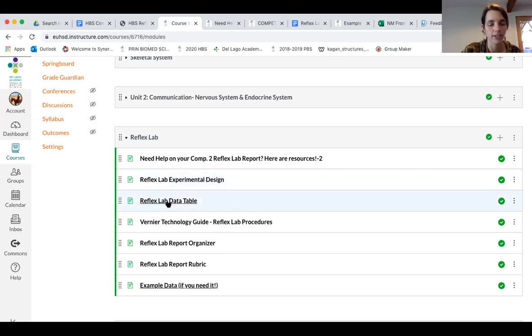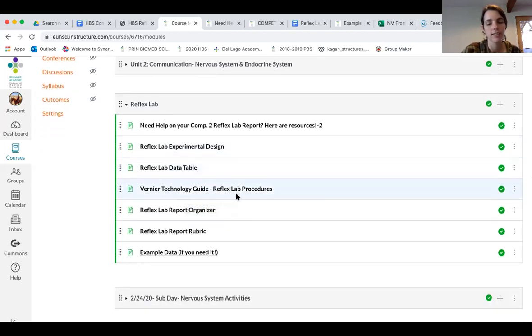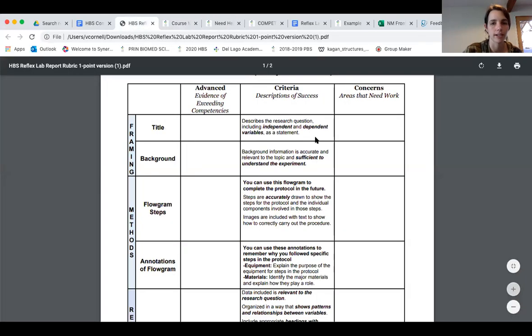So let's go back to this. Here you can see sample data tables, the lab procedures. This can help you in the designing of your flowgram. The organizer, we'll go through this in a second. The rubric, okay, shows you what we're looking for. And lastly, example data if you need it. Okay, so let's go ahead and look at the rubric.